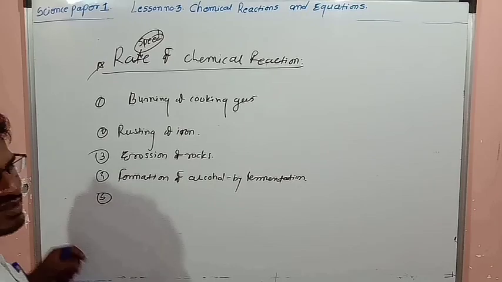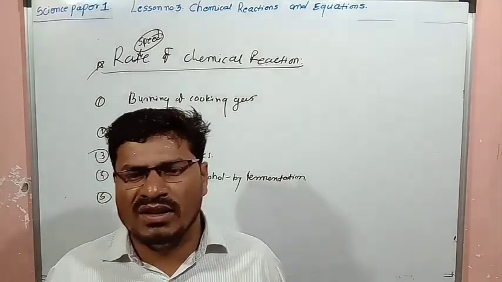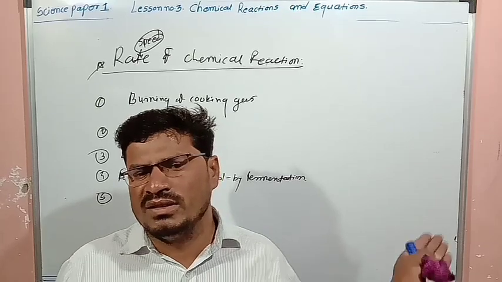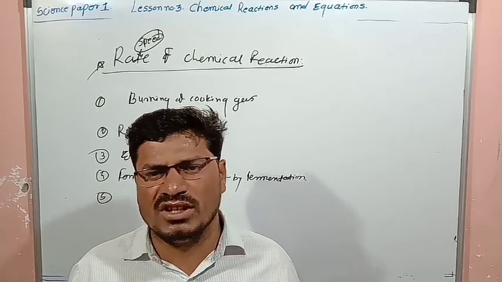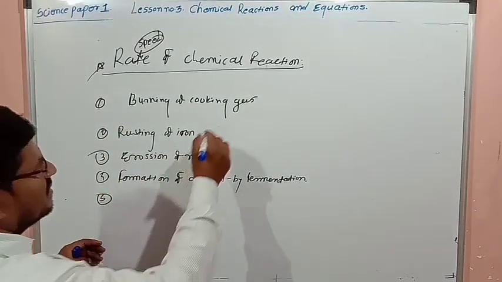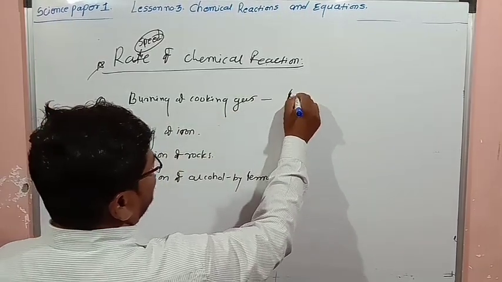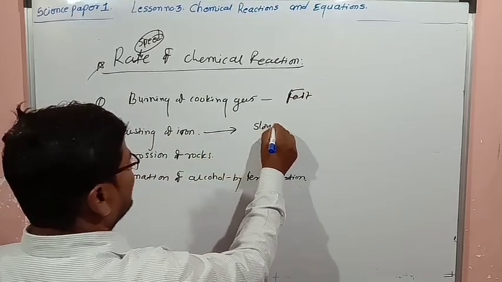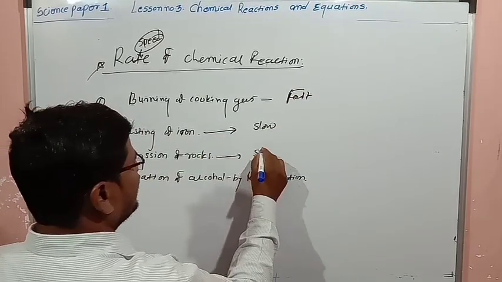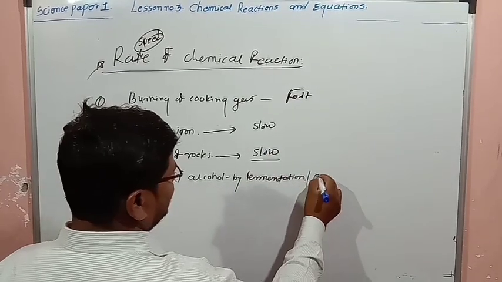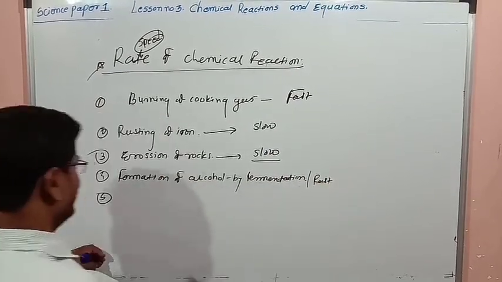Then the fifth example is there. In that, you can take ripening of fruits, or any other example you can take. But here, burning of cooking gas is a fast process. Rusting of iron is a slow process. Erosion of soil and erosion of rocks is also slow, and this one is a fast process.